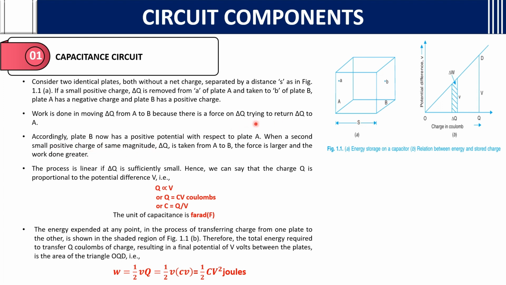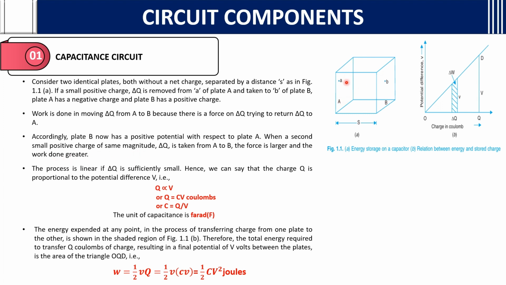Accordingly, if plate B has a positive potential with respect to A, B is positive and A is negative. When a second small positive charge of the same magnitude, delta Q, is taken from A to B, the force is larger and the work done is greater.